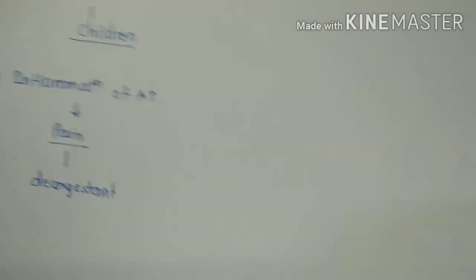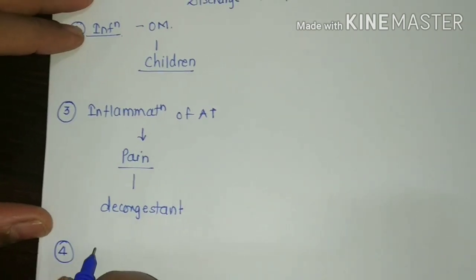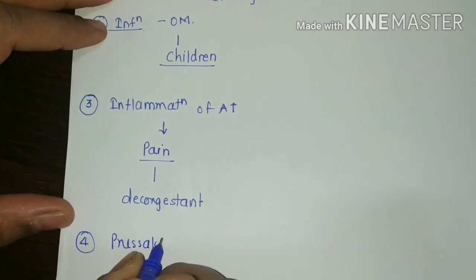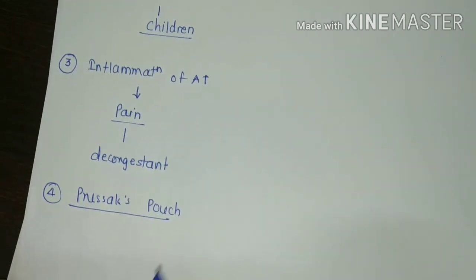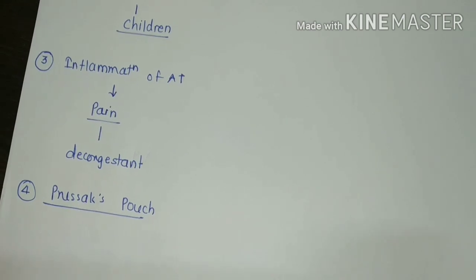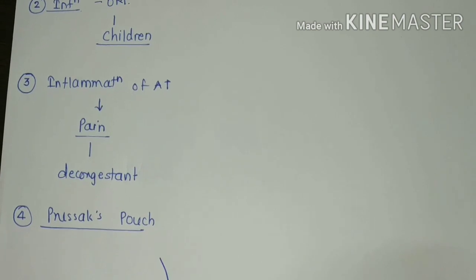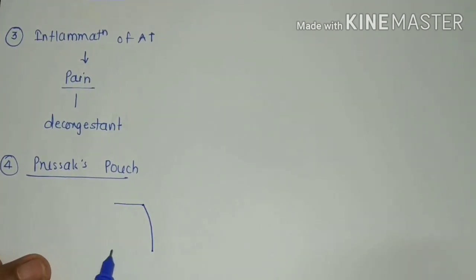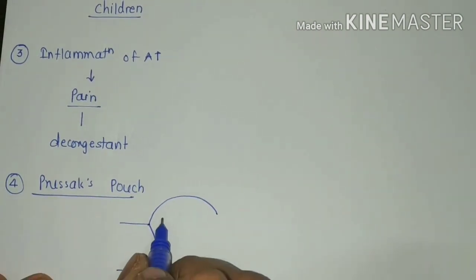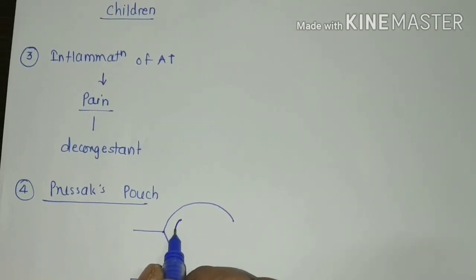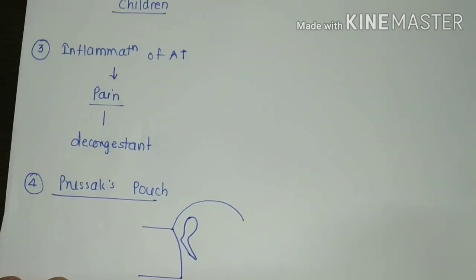Now coming to one pouch, that is the Prussak's pouch. Where this pouch is present, we will see first. We know that the tympanic membrane is related to the malleus on its medial aspect. This is the tympanic membrane, this is the external acoustic meatus. This is the middle ear cavity, and here I will draw the malleus. Clear?